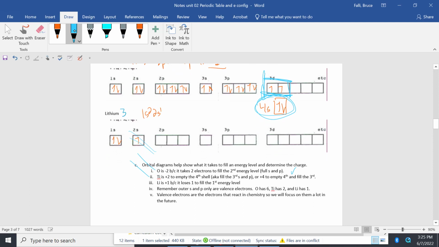Remember, the outer s and p are the only valence electrons that affect charge. Oxygen has 6, titanium has 2, the 2 that it has are the 4s, and lithium has 1. Valence electrons, the electrons that react in chemistry, so we'll focus on them a lot in the future. That's it. Toodles.